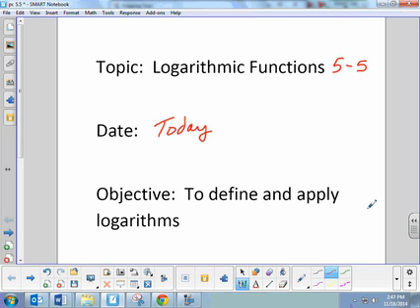Today's topic is 5 logarithmic functions. Our objective is to define and apply logarithms. I'm sure right about now you're all wondering, gosh, I wonder what a logarithm is. It's kind of the inverse of an exponent. They kind of undo each other, like how addition and subtraction can undo each other, logarithms and exponentials can undo each other.